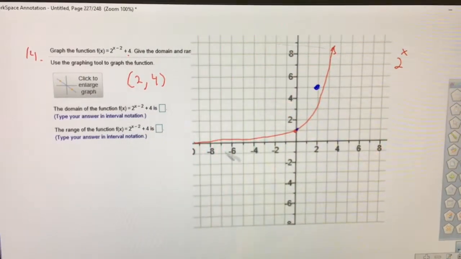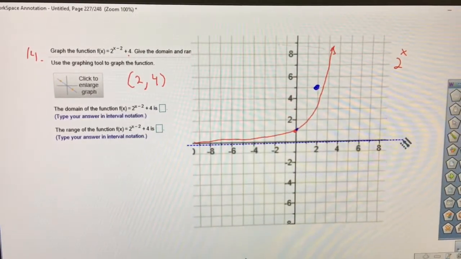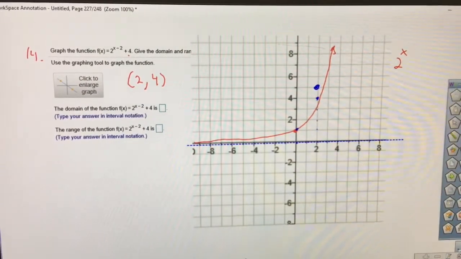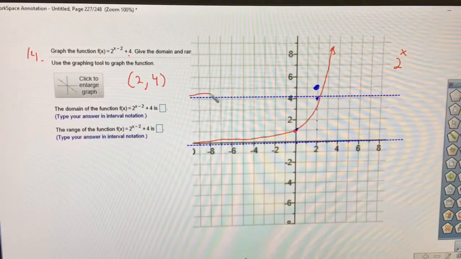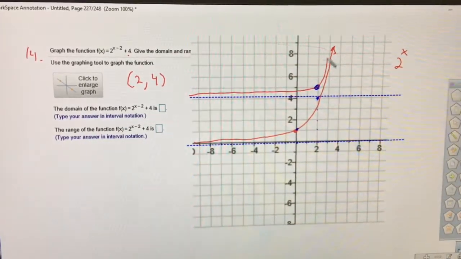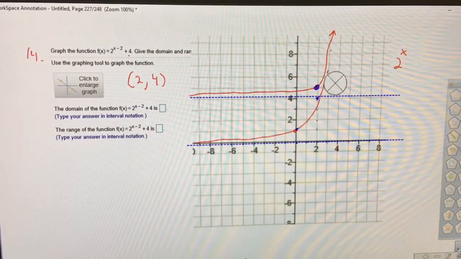That's my point it goes through. Now, the horizontal asymptote was the x-axis. That's going to go right 2, up 4. 1, 2, 3, 4. And that's going to be my new horizontal asymptote. So my graph is going to creep along that new horizontal asymptote, go through that coordinate, and then skyrocket up. And I'm going to get rid of the parent function.